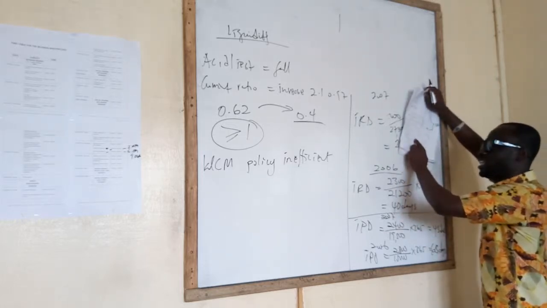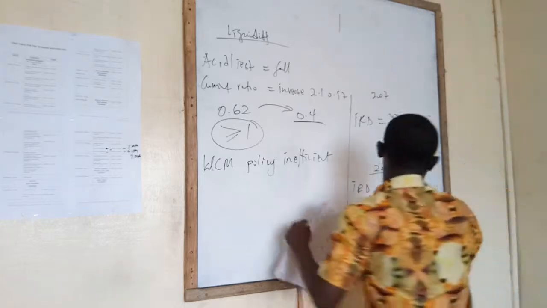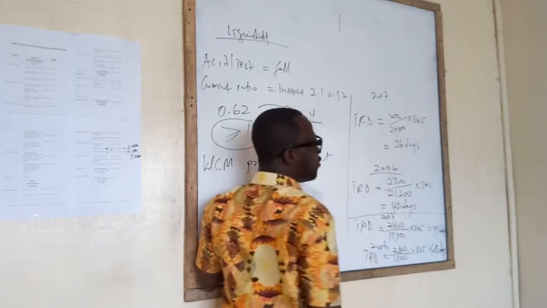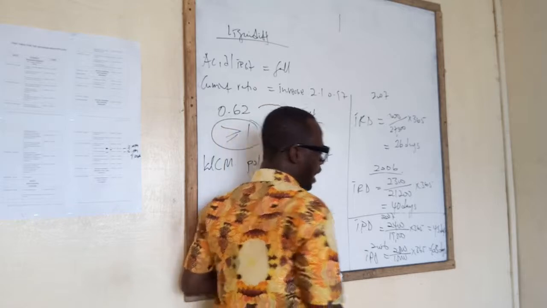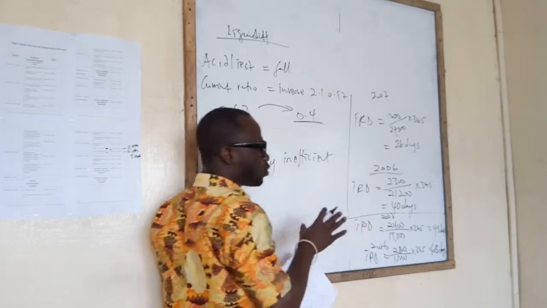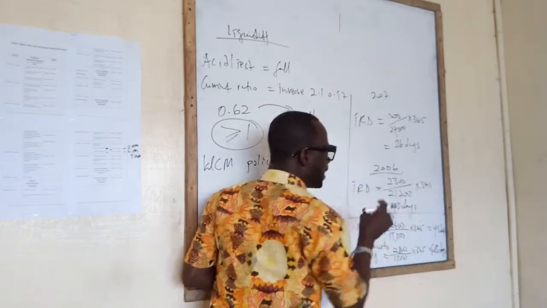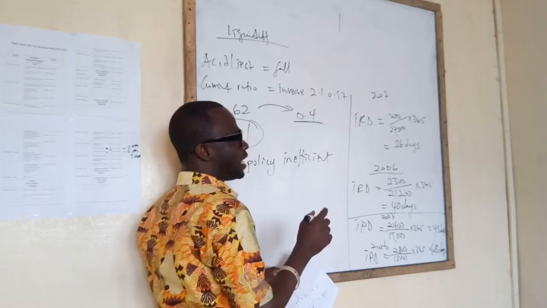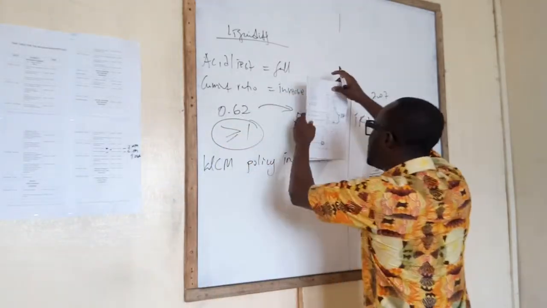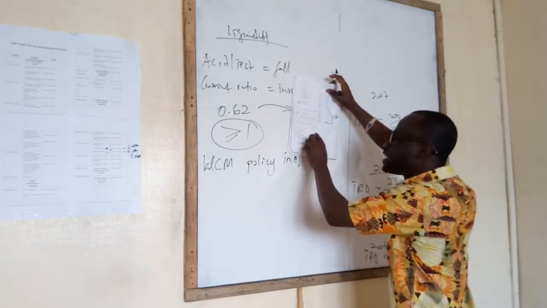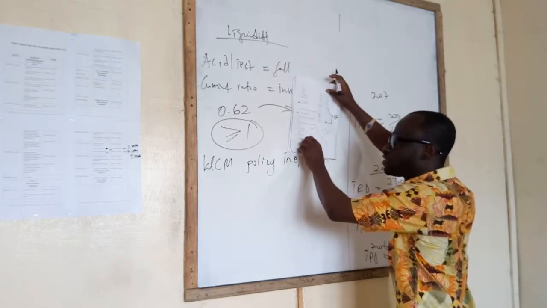It has reduced, isn't it? So even though they are collecting the money quickly from the people, they are also paying their suppliers on time. But then, why is that happening? What about inventory? What is happening to inventory? Inventory has increased slightly. Can you see that?